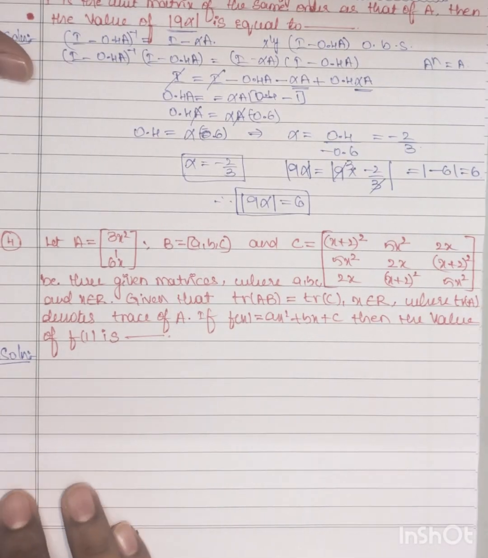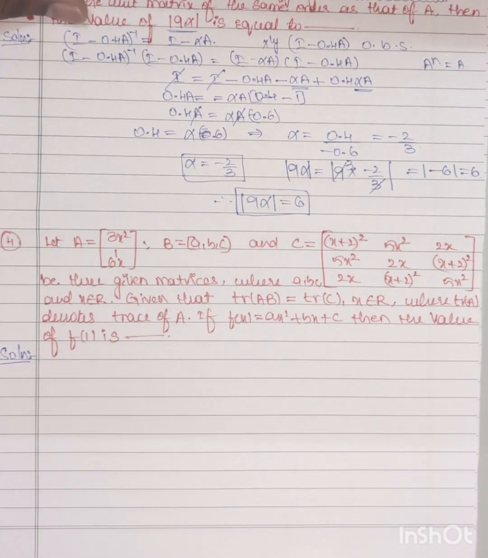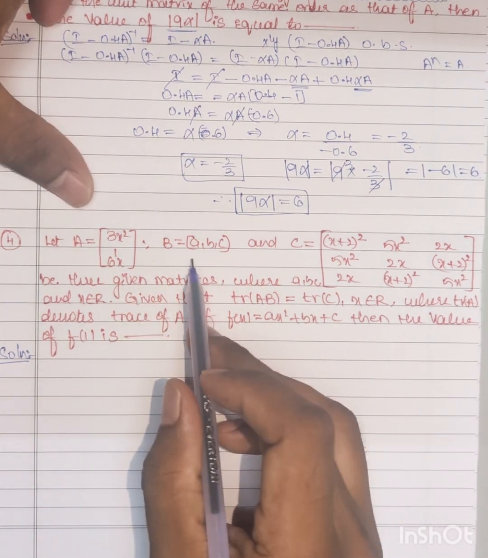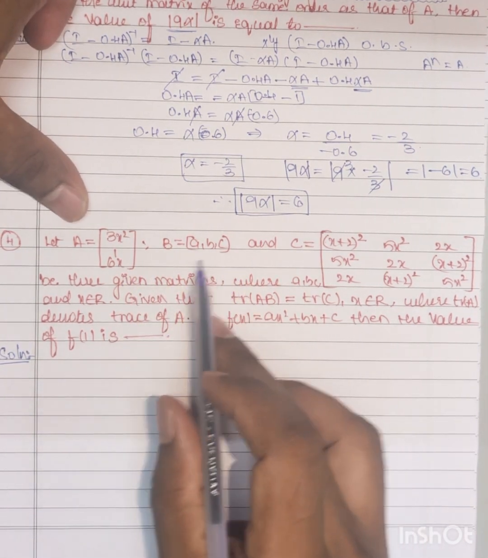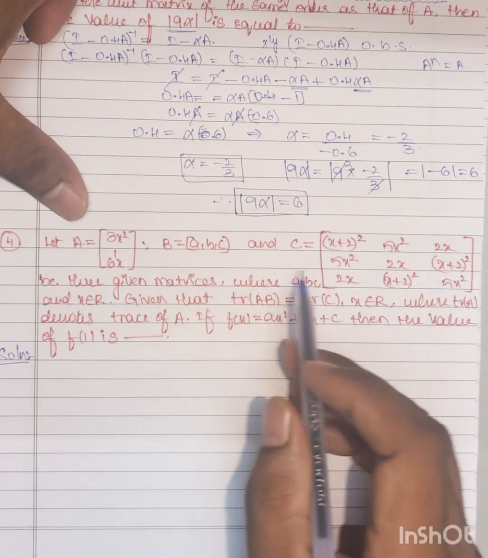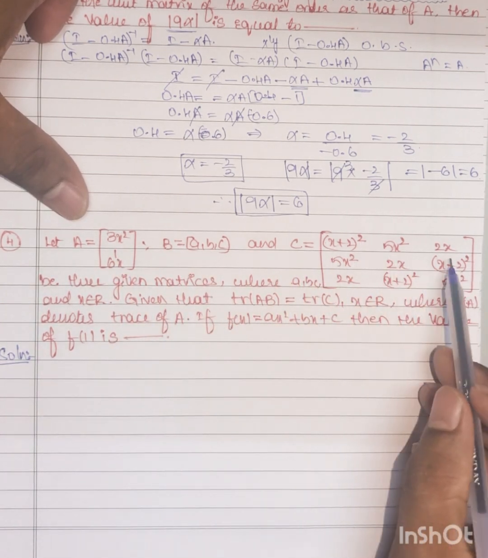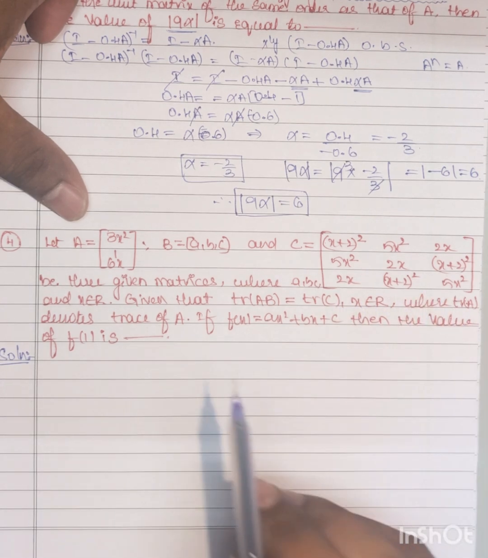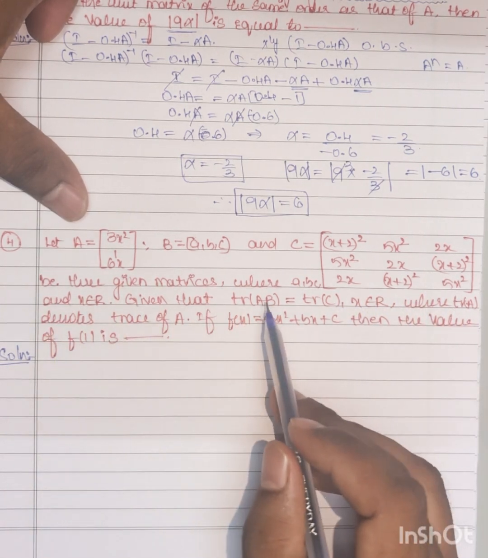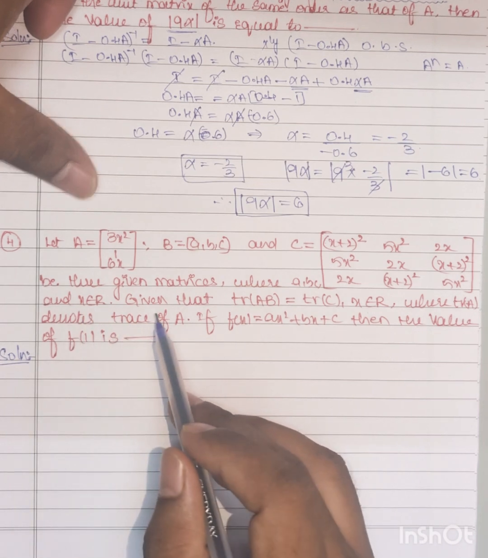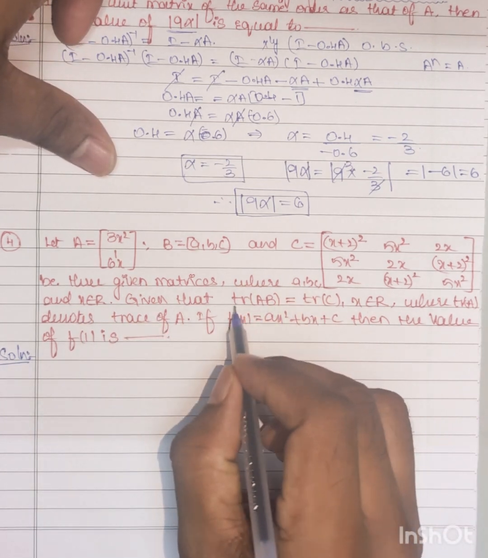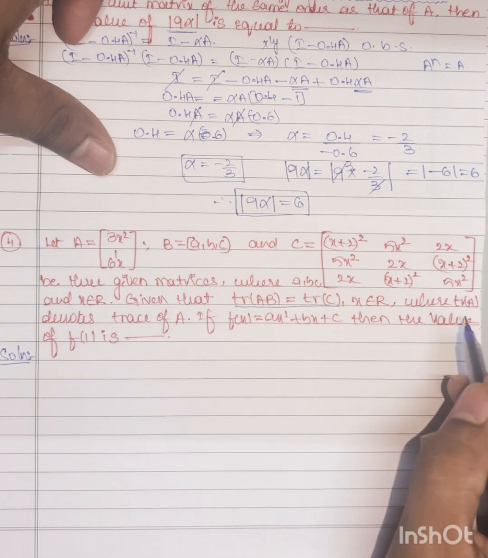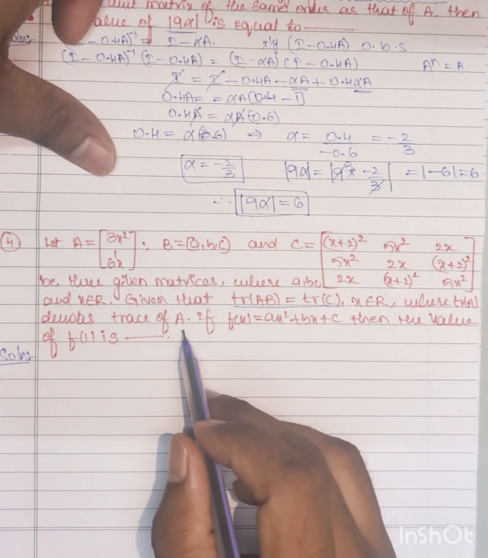Okay, dear students, we have another question. If matrix A is equal to [3x², 1, 6x], matrix B is equal to [a b c], where A is a column matrix, B is a row matrix, and C is [(x+2)², 5x², 2x; 5x², 2x, (x+2)²; 2x, (x+2)², 5x²], be three given matrices where a, b, c and x belong to real numbers, given that trace of AB is equal to trace of C for all x belongs to real numbers, where tr(A) denotes the trace of A.